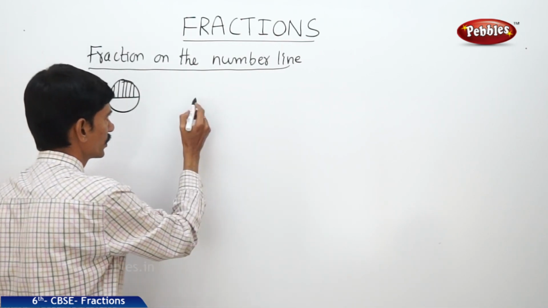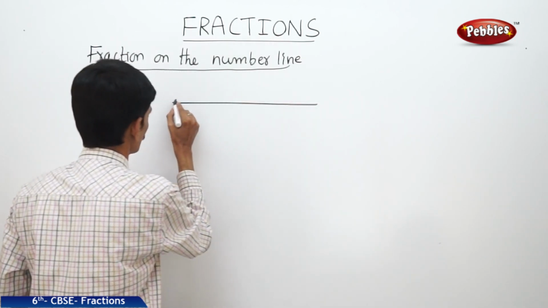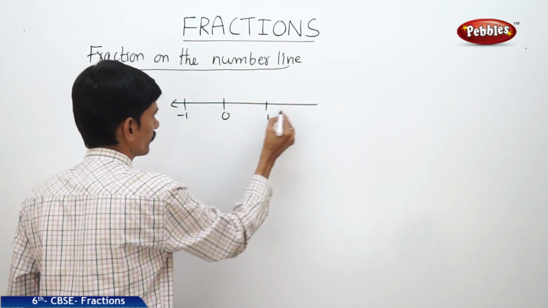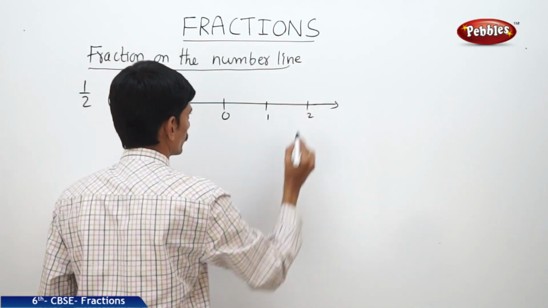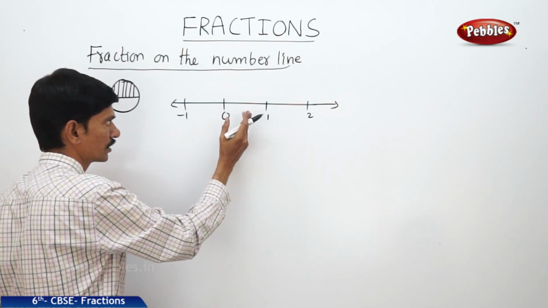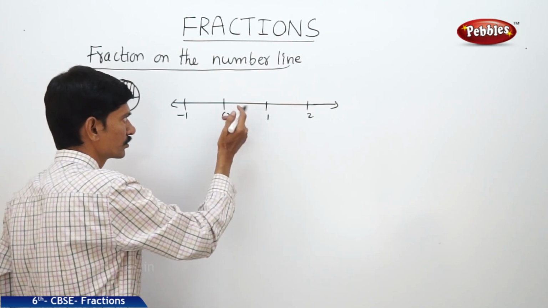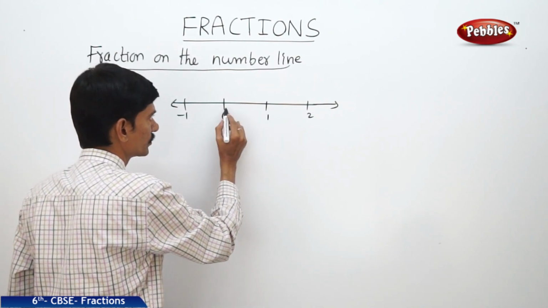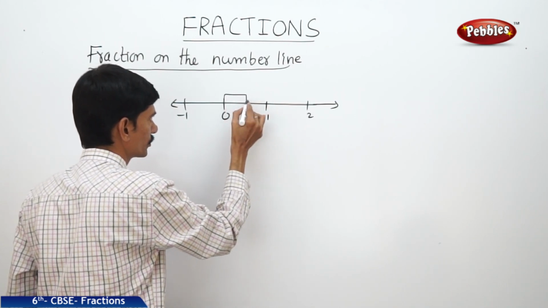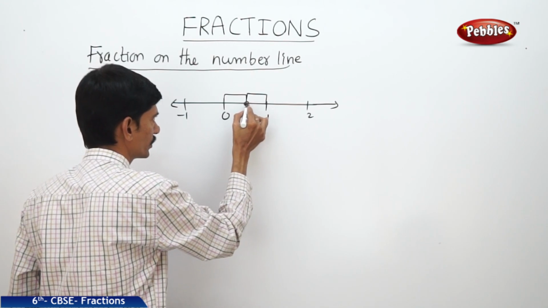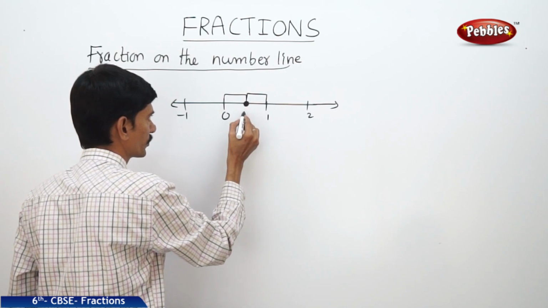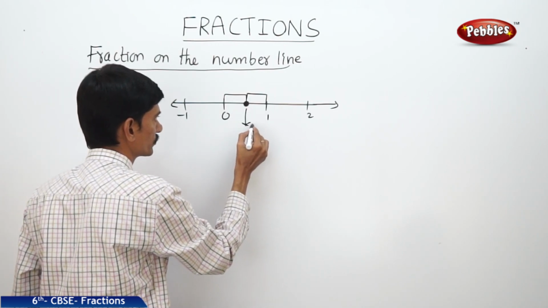Now it is greater than 0 but less than 1. So then we will draw the number line. So 0 here, minus 1, 1, 2. Now it lies between 0 and 1 because it is greater than 0, at the same time it is less than 1. So we put the midpoint between 0 and 1. So this 0 to 1 is divided into 2 equal parts. Now this one part, so 0 to this point, represents 1 by 2.